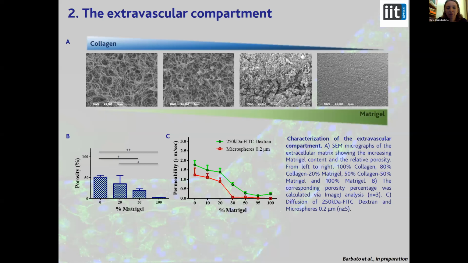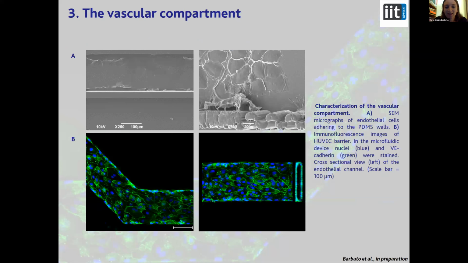Then we focused on the vascular compartment, and we chose HUVEC endothelial cells as the endothelial model cells, and we grew them for 2 days. As you can see from the pictures, both in the SEM micrograph and also by confocal image, the cells adhere to the PDMS walls that are functionalized with fibronectin, and they also display VE-cadherin protein junctions, confirming the formation of a stable endothelial barrier.